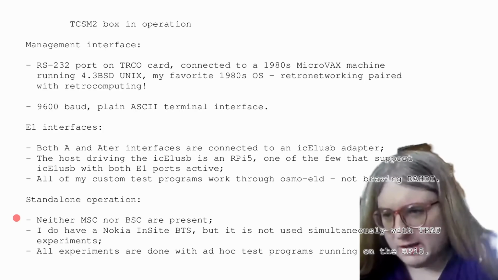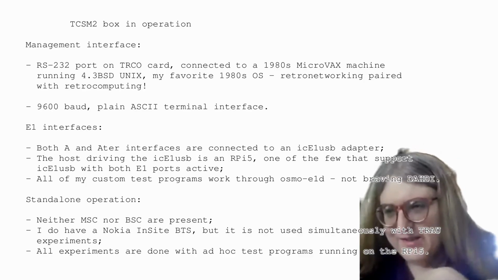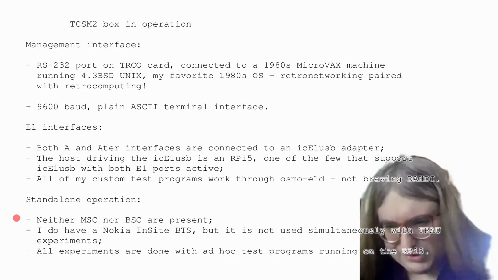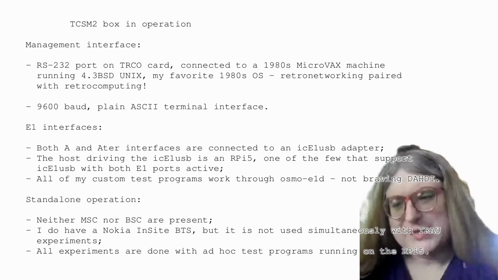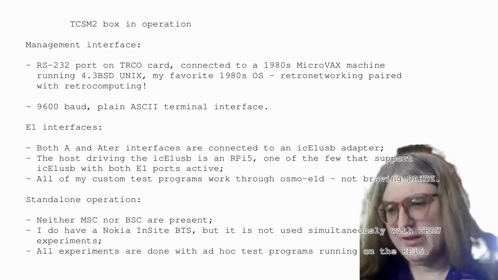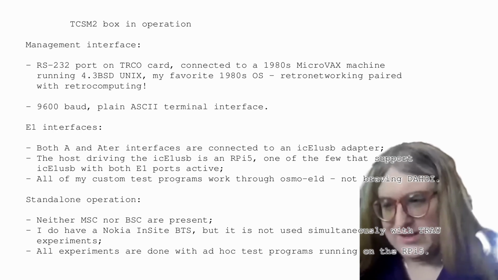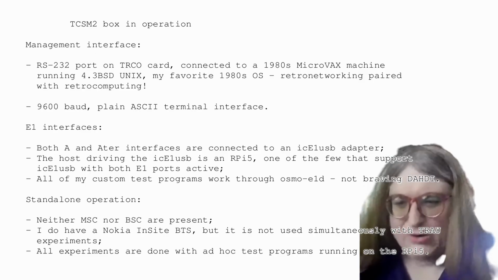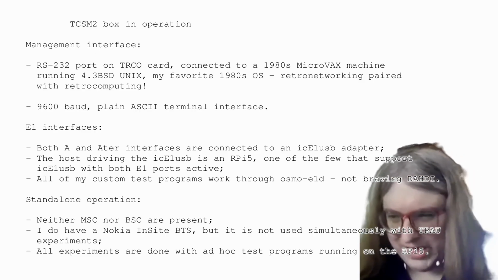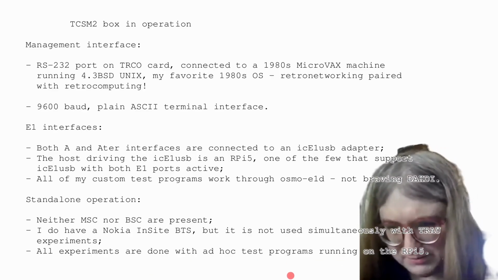Like I said, I do not have any kind of traditional E1 MSC. I do not have any kind of traditional E1 BSC, and this thing is supposed to sit in between those two. And yeah, I mentioned I do have an ip.access BTS, but I don't operate them simultaneously because I only have a single ICE1 USB adapter, and when I drive the TRAU, I need both interfaces on that ICE1 USB. So I'm either going to be playing with the TRAU or I'll be playing with the ip.access, but I'm not playing with both at the same time. So they're not really related. So it's all just done with test programs.